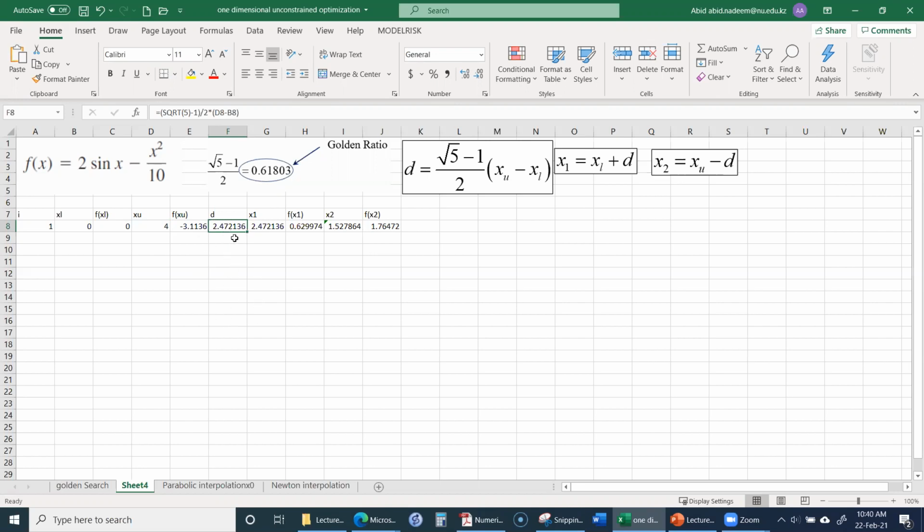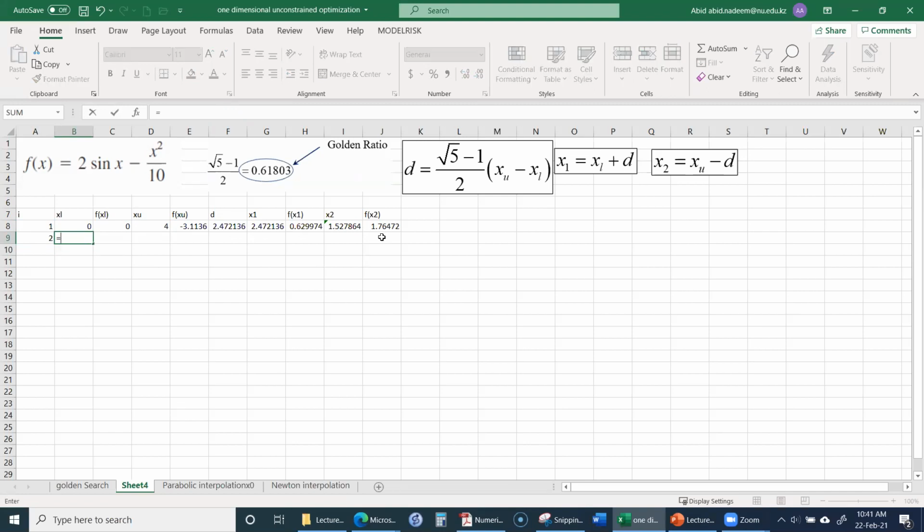Once we can narrow down this interval to some sufficient value, then we can find the corresponding values of fx1 and fx2, which will be quite close to each other. And at that point we will almost get the optimum value. So for the next iteration, that will be iteration number 2, equal to the first iteration plus 1. Now we have to put some if statement over here.